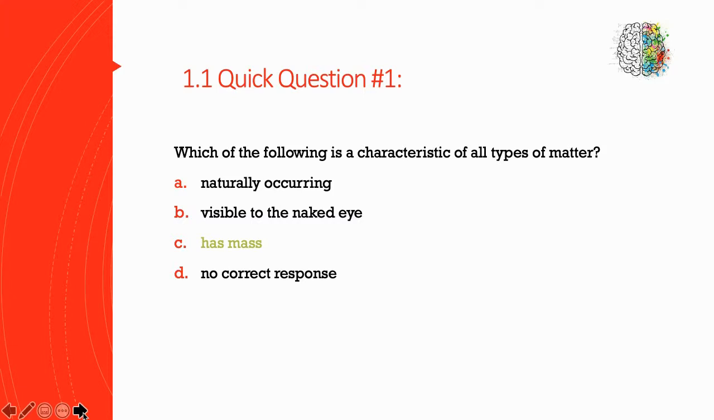Okay, so the answer is C. Let's look at naturally occurring. No, not all types of matter is naturally occurring. Remember, we can have synthetic or man made. Visible to the naked eye? No, matter doesn't have to be seen, like air was our example here, but C is true because matter has to have mass and take up space. So we know that C is true.